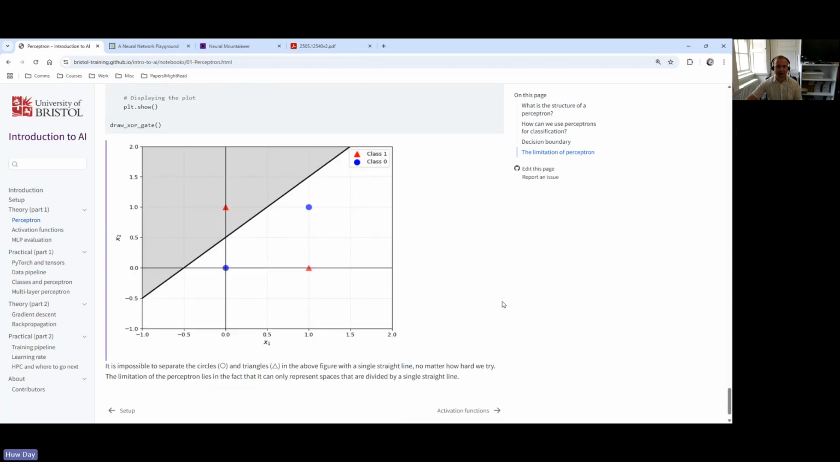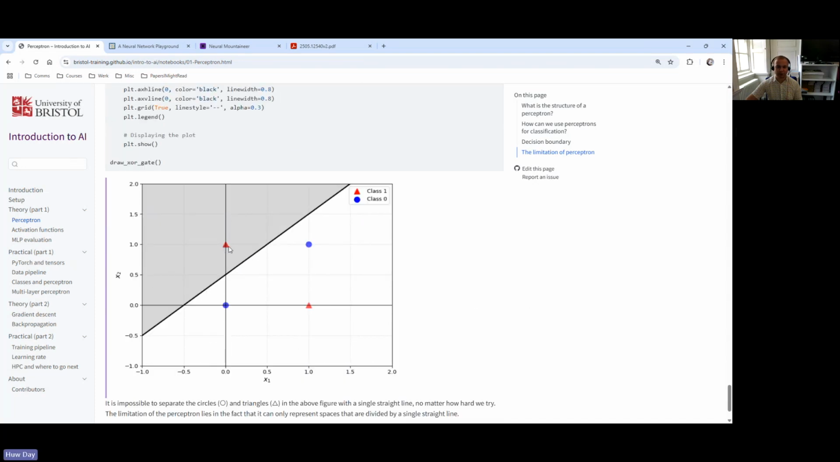So now if we look at what we're dealing with, we have these 2 blue circles as our 0 class and these 2 red triangles as our 1 class, and try as you might, you will struggle. In fact, it's impossible to draw a straight line that separates these 2 classes of points.